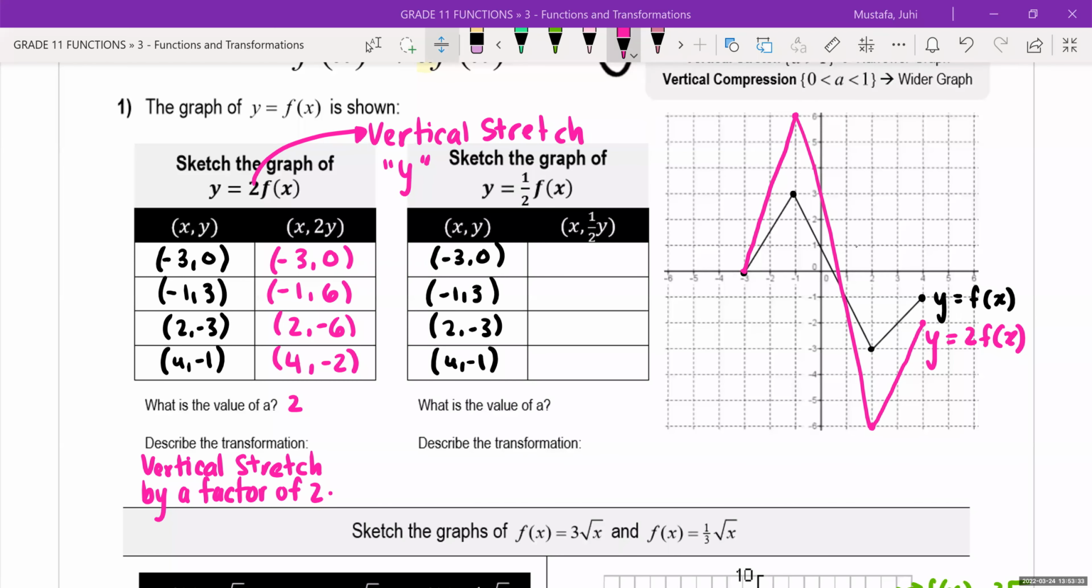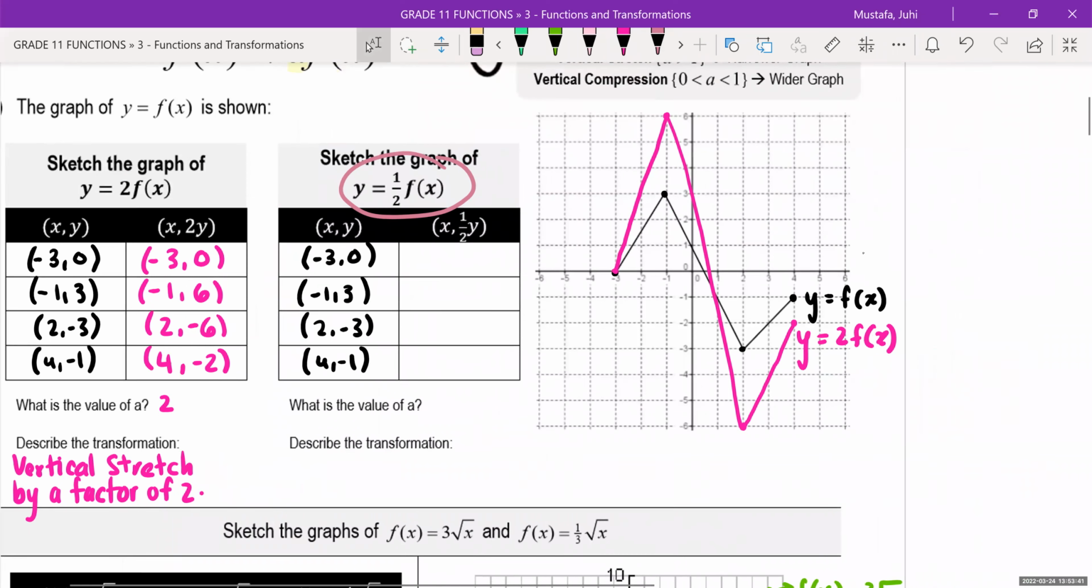Okay, let's now look at the other example. I'll just erase this so it doesn't get confusing. So this time we're graphing y is equal to a half f of x. Again, let's break this down. I have a number outside of my function, which means it's going to affect my vertical, so your y value. And because it's a fraction of a half, is that a stretch or a compression? Good. So this is going to be a compression.